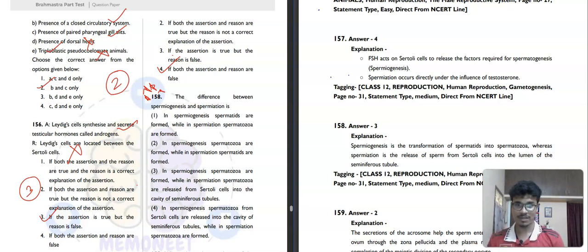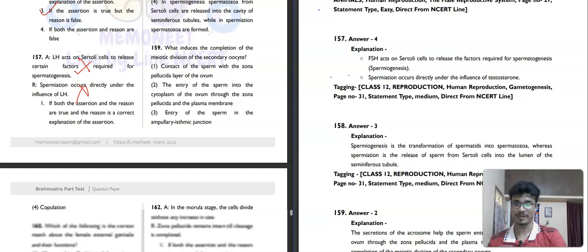In spermiogenesis, spermatozoa are formed. And what is spermiation? Spermiation means release of the sperm from the Sertoli cell into the lumen of seminiferous tubules. So that's the difference between spermiogenesis and spermiation. Third option is our correct answer.